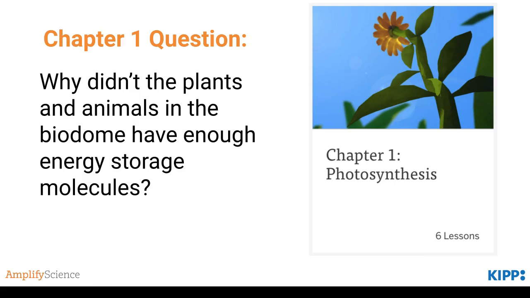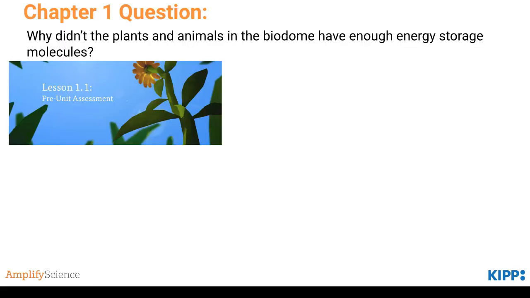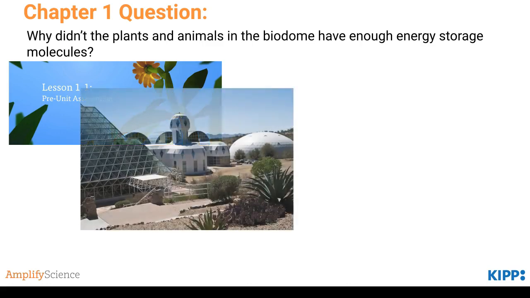So in chapter 1, students answer the question, why didn't the plants and animals in the biodome have enough energy storage molecules? Students begin chapter 1 by taking the pre-unit assessment. Students are then introduced to their role as ecologists who will be investigating a failed biodome. This is a fictional biodome, which was constructed by a local group of individuals.